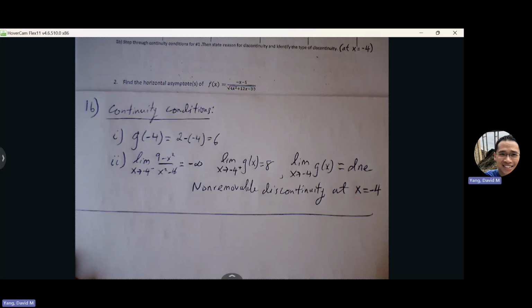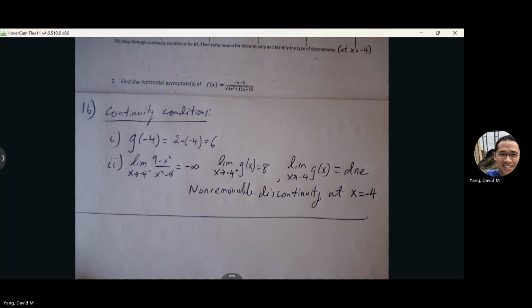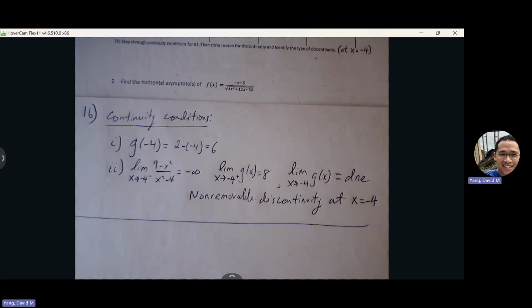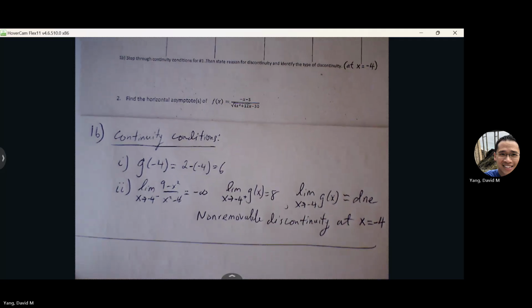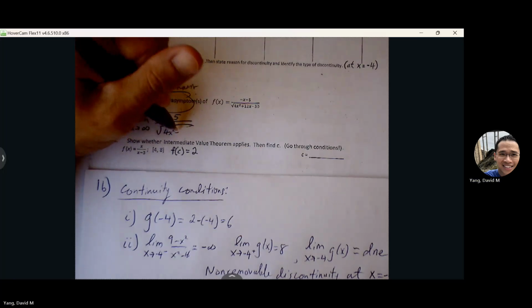Part C, find horizontal asymptotes. This is one of the strange ones with the radical. Any questions with part B, number 1? So we know horizontal asymptotes are end behavior. If we just do the limit as we approach infinity, we can at least get one of the coefficients or one of the ratios here.